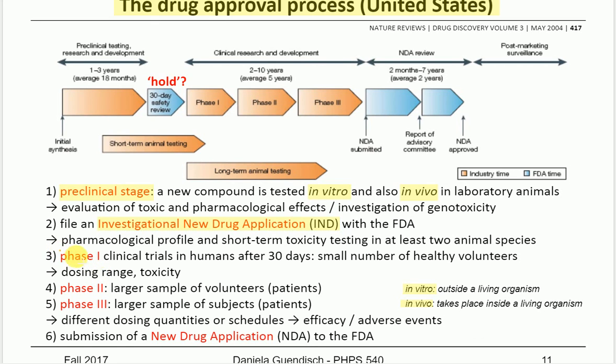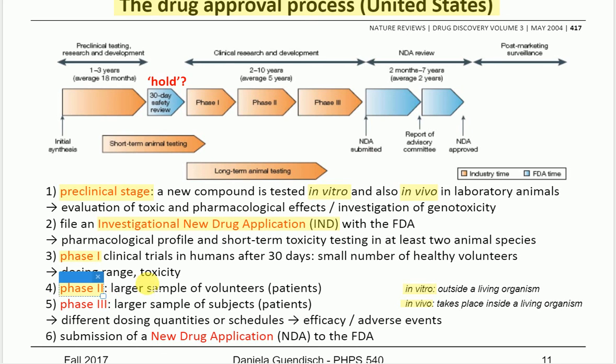And then you begin with phase 1, the clinical trials in humans after 30 days. So you start with a small number of healthy volunteers. You test for dosing range and toxicity. Next, you reach phase 2.